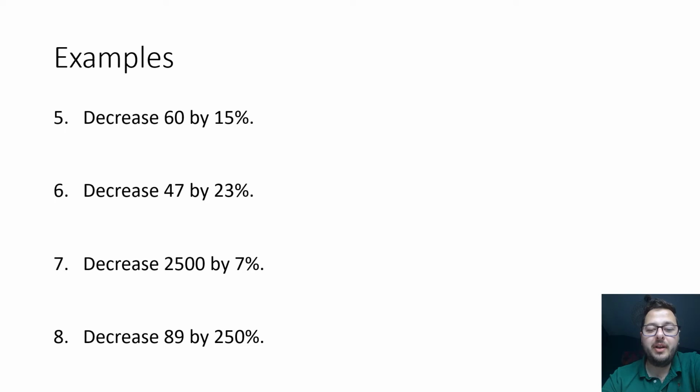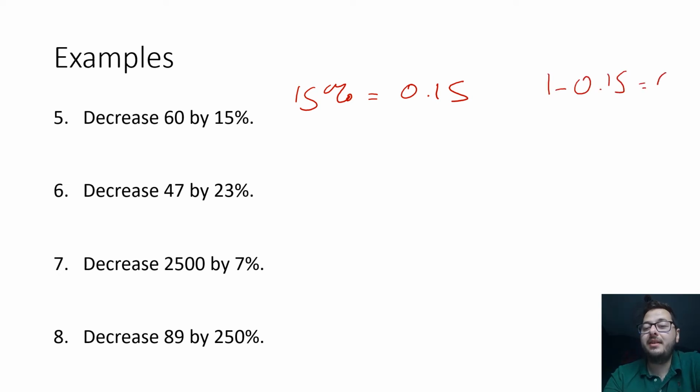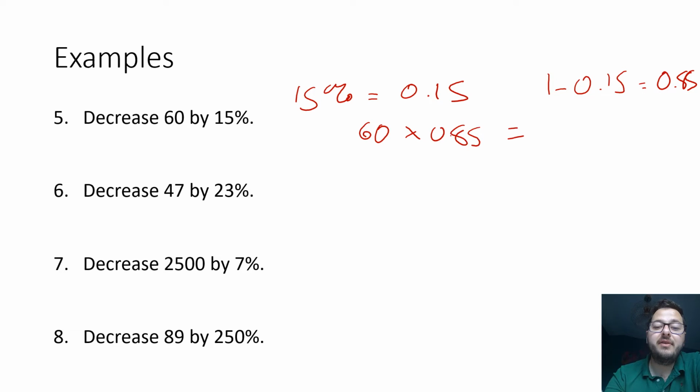Okay, so here are a couple more examples. Feel free to pause the video and have a go yourself. Otherwise, we shall do it together. This time we want to decrease 60 by 15%. So again, 15% is 0.15. This time we want to take that away from 1. So 1 minus 0.15 is going to be 0.85, and that's our multiplier. So we want to do 60 times 0.85, and that gives us 51.